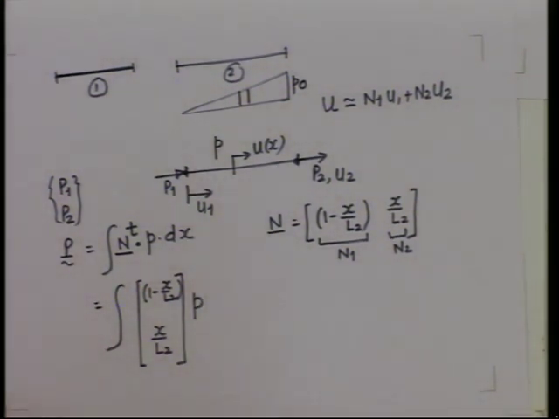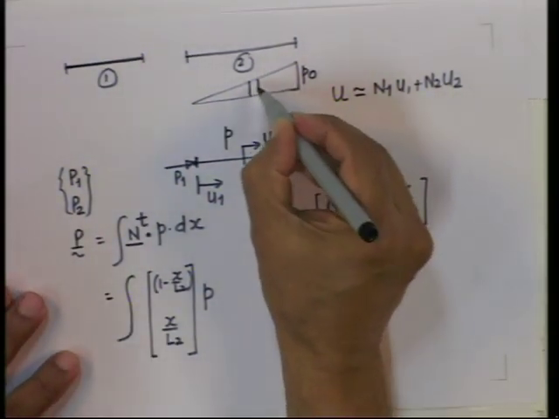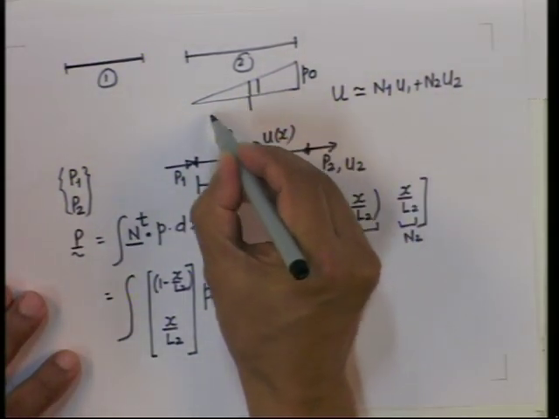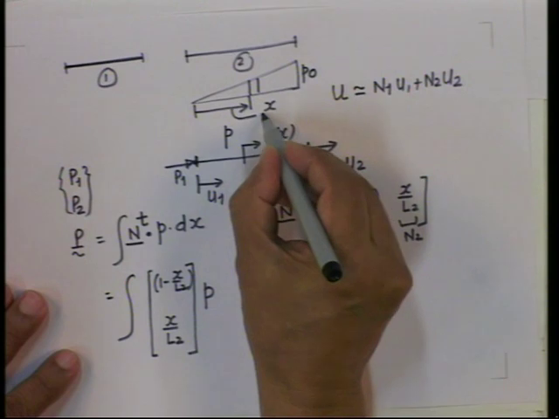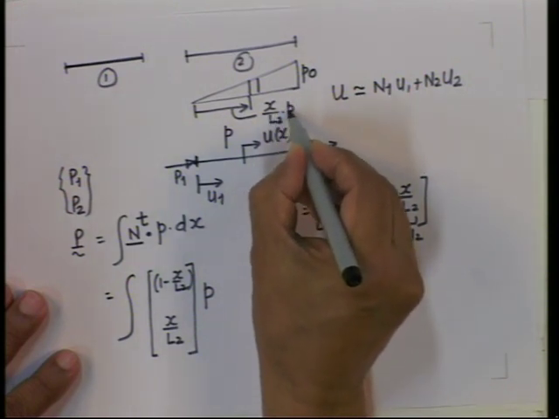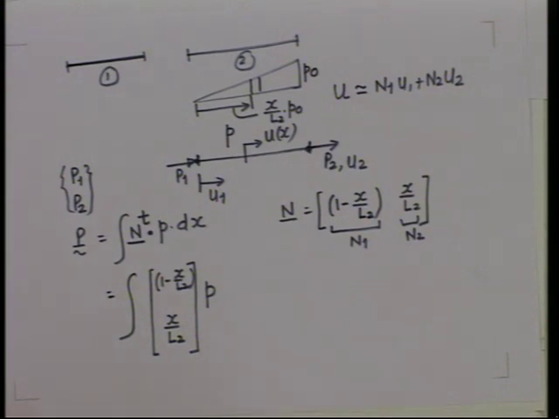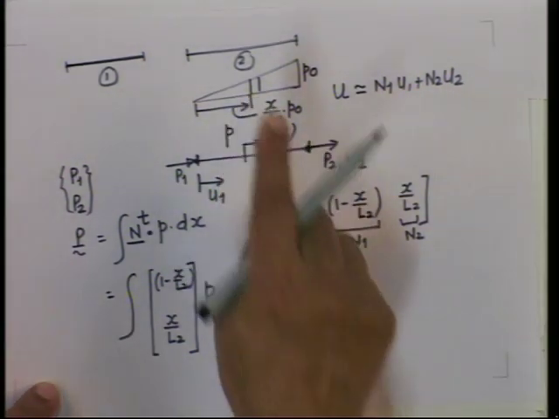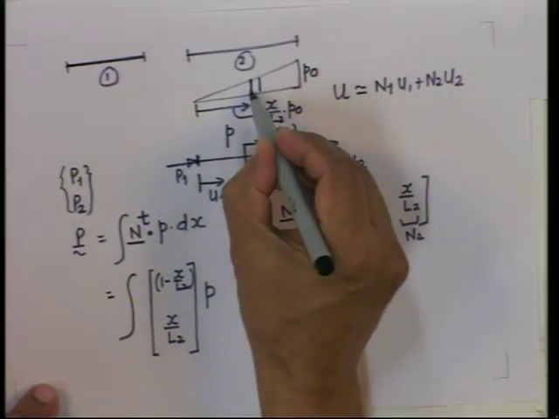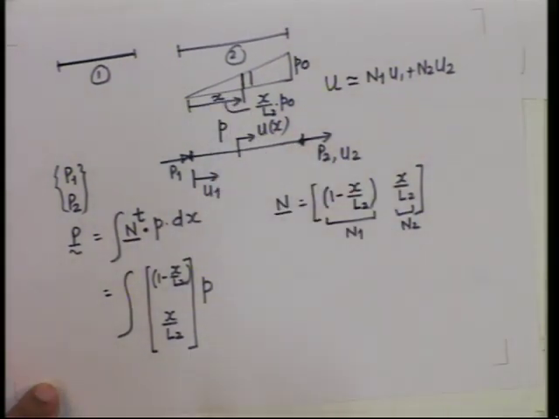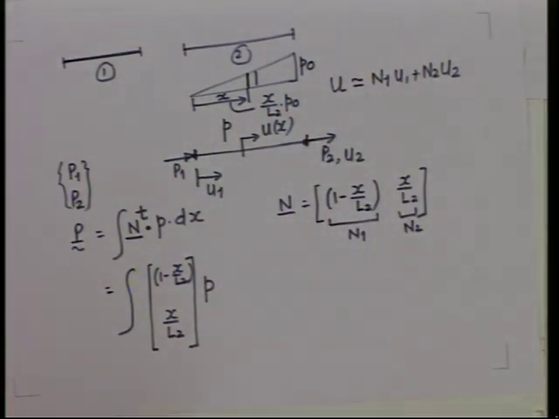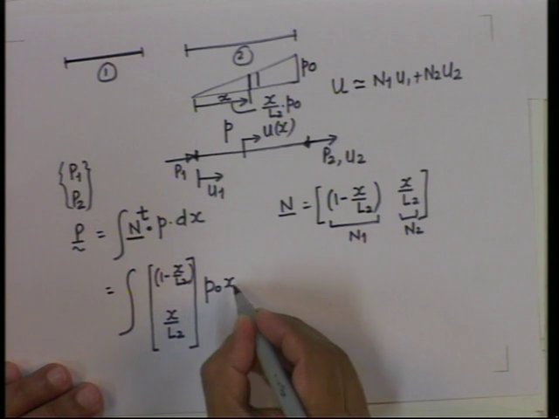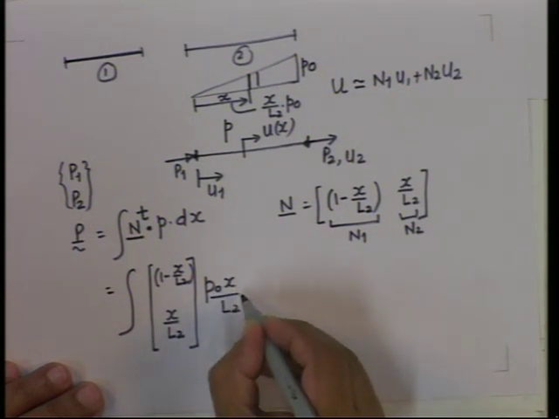Now, P here is linear. At a distance x, what is the value? It is x by L2 into P naught. The value at any distance x from the left end: when x equals 0 it is 0, and when x equals L2 it is P naught. Yes, x by L2 into P naught. So P is equal to P naught x by L2, dx.